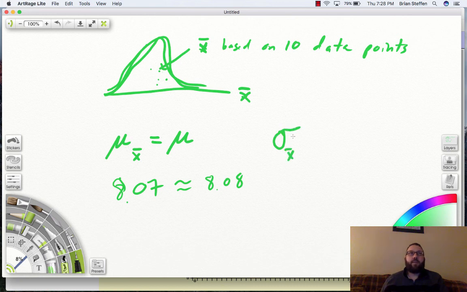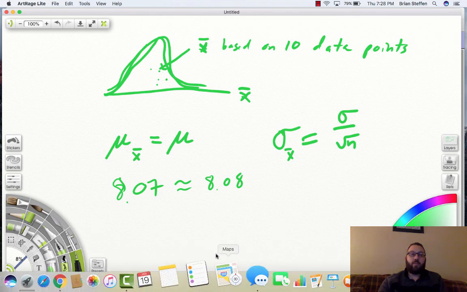The other relationship I want you to note is the standard deviation of X bars. If you look back at that graph, you can see that the distribution of X bars is much narrower. It's actually narrower in a very specific way. If I take the original standard deviation and divide by the square root of the sample size, I will get the standard deviation of the sampling distribution. This is an amazing relationship that we're going to dive into and do much more with.